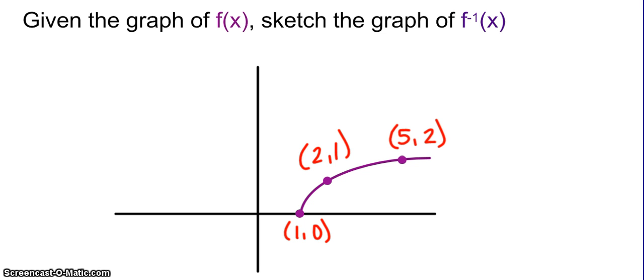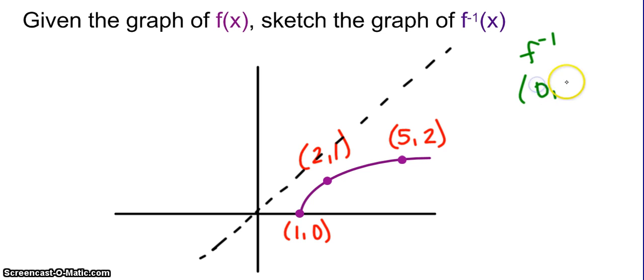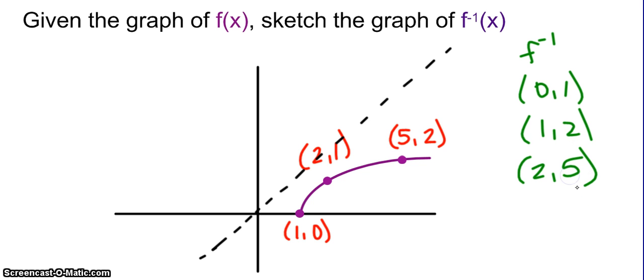So the easiest way to sketch the graph is you can picture in your head that line y equals x, but you can also apply what we know about the points. Well, on our purple graph we had the point (1, 0), which means on our inverse graph we need the point (0, 1). If we had the point (2, 1), now we're going to have the point (1, 2), and we had the point (5, 2), so now we have the point (2, 5).